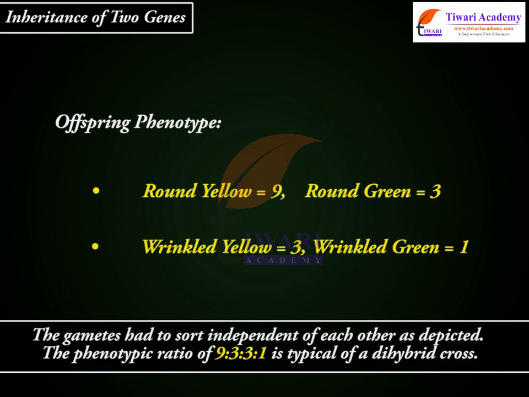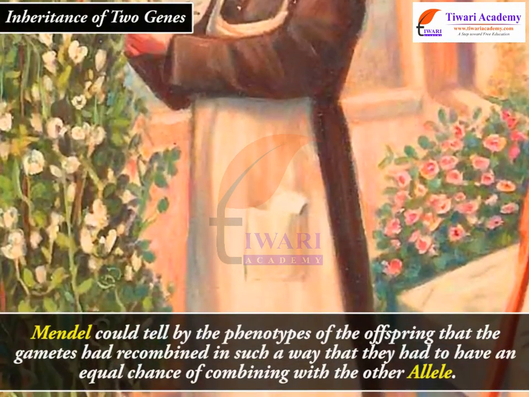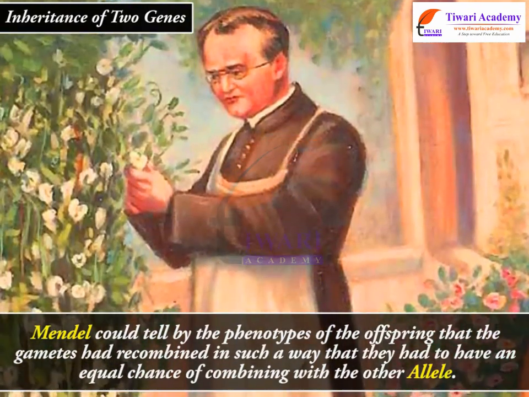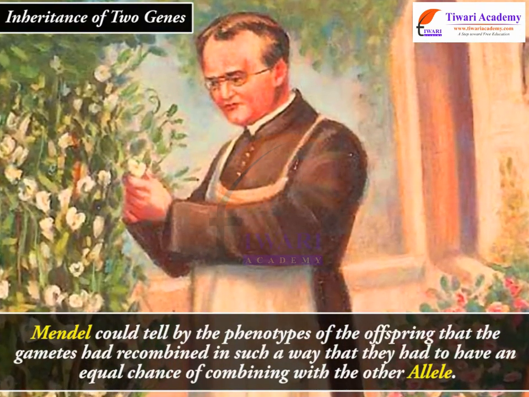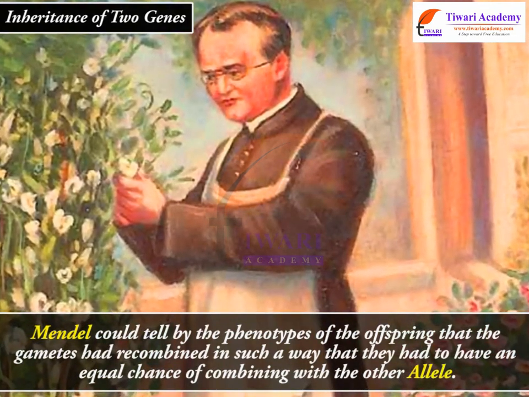The gametes had to sort independent of each other as depicted. The phenotypic ratio of 9:3:3:1 is typical of a dihybrid cross. Mendel could tell by the phenotypes of the offspring that the gametes had recombined in such a way that they had to have an equal chance of combining with the other allele.